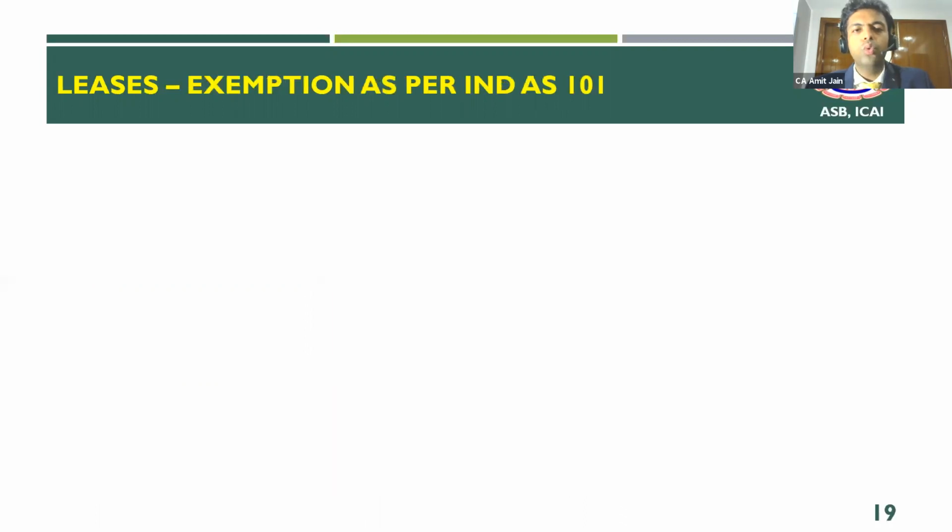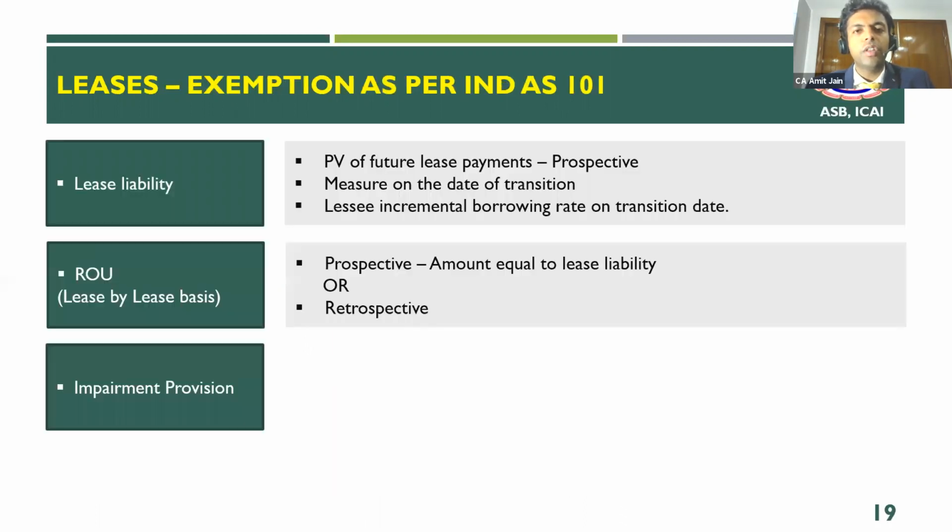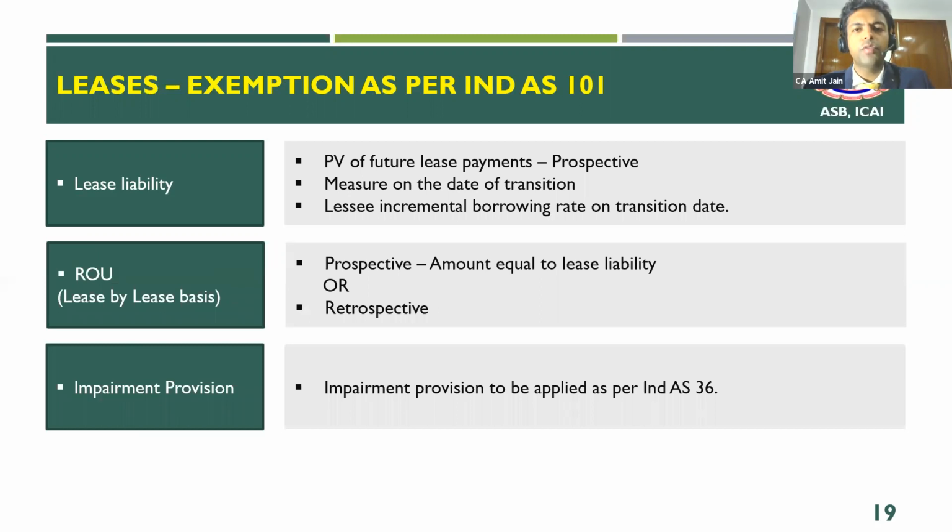But for the companies who are going to adopt IND-AS for the first time, say in March 2020, what should be the IND-AS 116 transition policies, that is, the exemption that is given under IND-AS 101. So first point is how to compute the lease liability. IND-AS 101 says that the company has to compute the lease liability prospectively. That means as on 1st April 2018, in our example, the company has to compute the present value of the future lease payments. That will be the lease liability of the company.